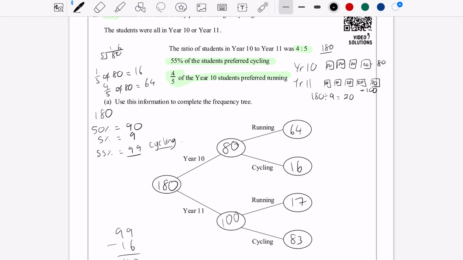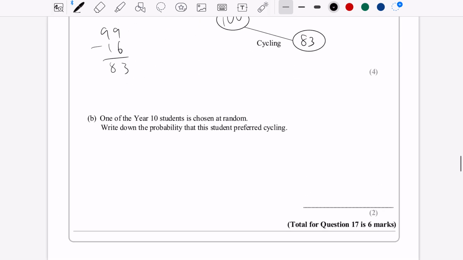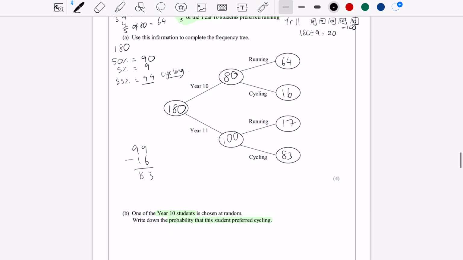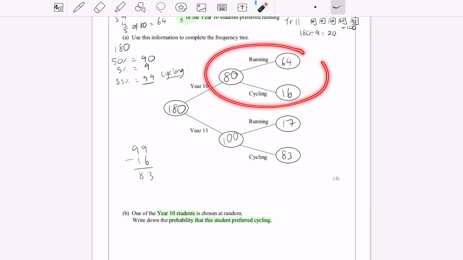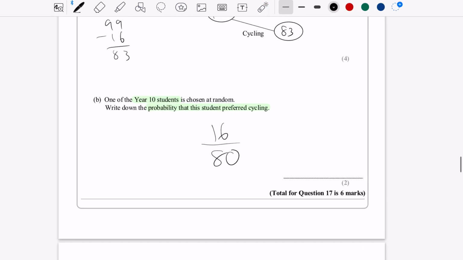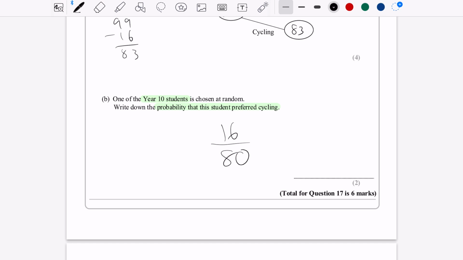Alright. One of the year 10 students is chosen at random, so we're only looking at the year 10 students. Write down the probability they prefer cycling. So just looking at the year 10 student section, I'm only interested in this section. So it's going to be out of 80, because we're only interested in the year 10s. And we want the amount that preferred cycling, that will be 16 out of 80. It does not say simplify it, so don't waste your time. You might lose a mark if you mess it up.